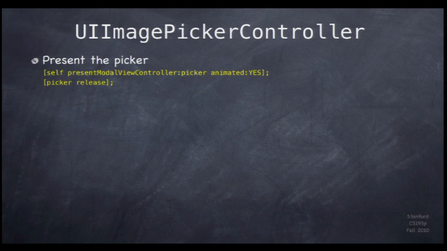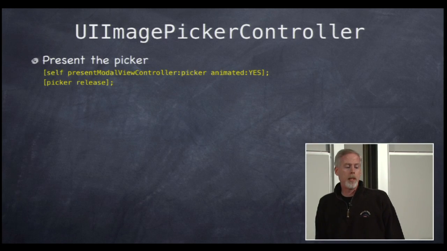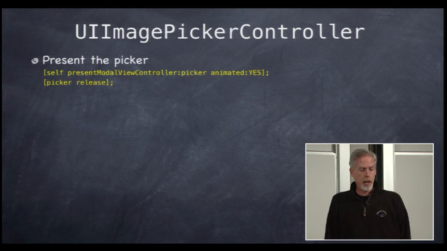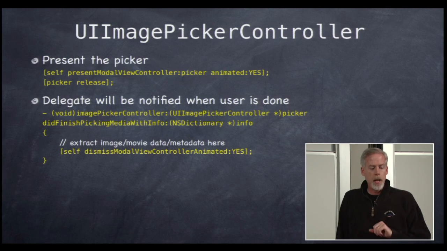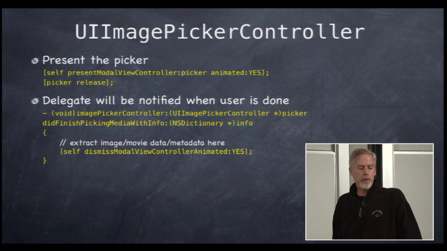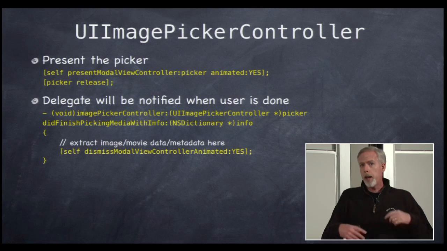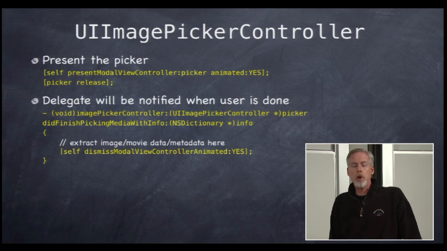So after you set it all up, you present the picker, and usually then you'll just release it. Okay, so it's just like in any other modal view controller, you present it, and then you just release it. Then the user's going to muck about in there, picking whatever they want, and when they finally pick something, it's going to call this delegate method, image picker controller did finish picking media with info. And we'll talk about info in a second. That's the method in which you're going to extract whatever they chose out of the info, and then you're going to dismiss the modal view controller. Again, just like any other modal view controller.